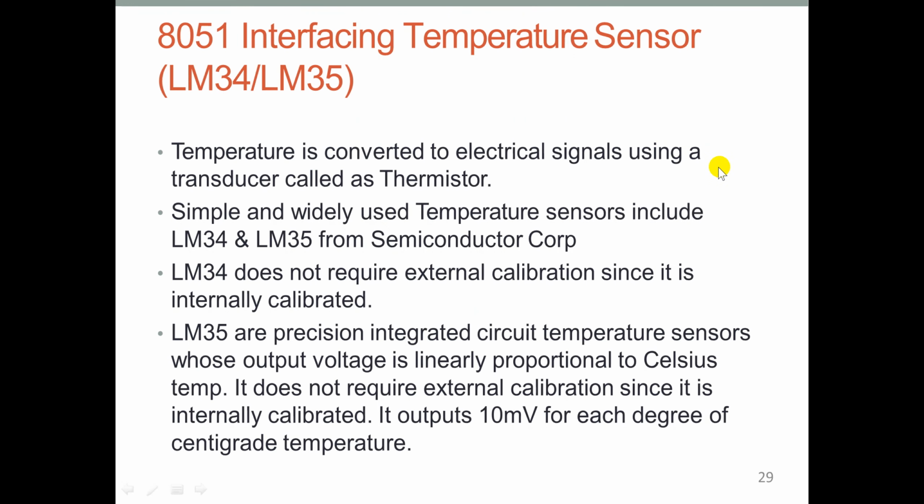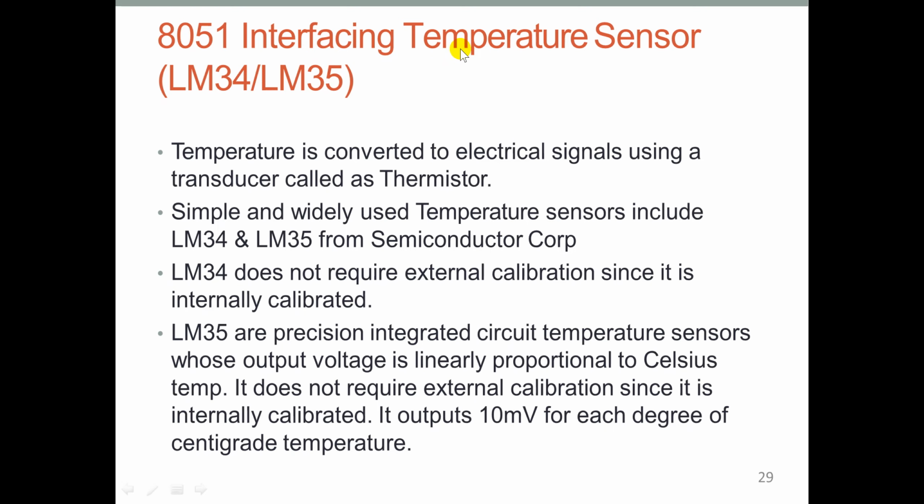So, 8051 interfacing with a temperature sensor. Here we are using LM35 or LM34. We are going to interface the temperature sensor with the 8051 microcontroller. Here we are measuring the room temperature. We convert that analog signal to digital form, and only then will the microcontroller understand the value of the temperature.